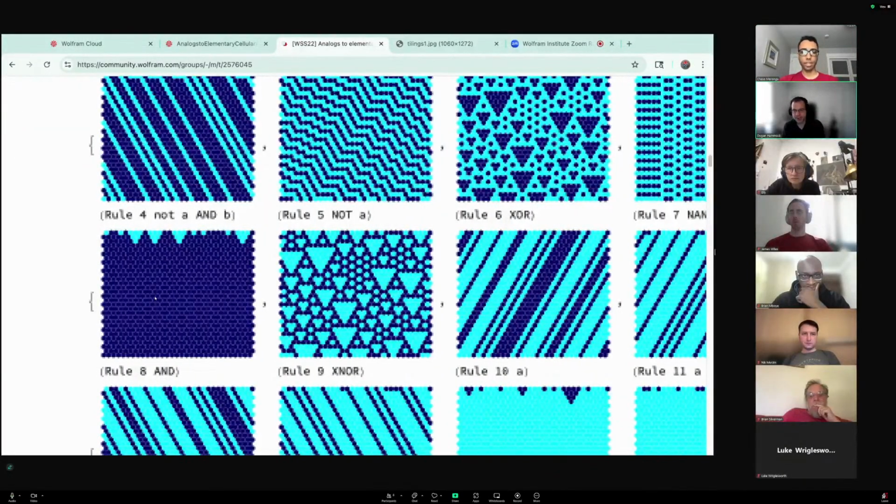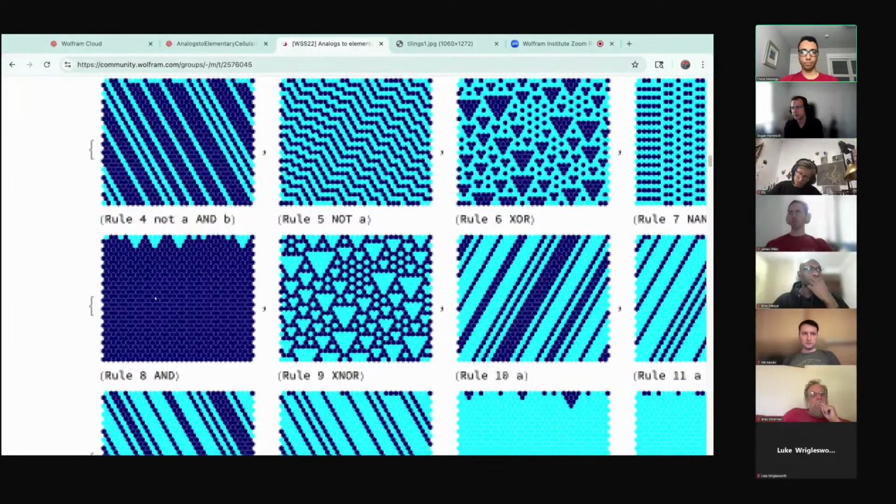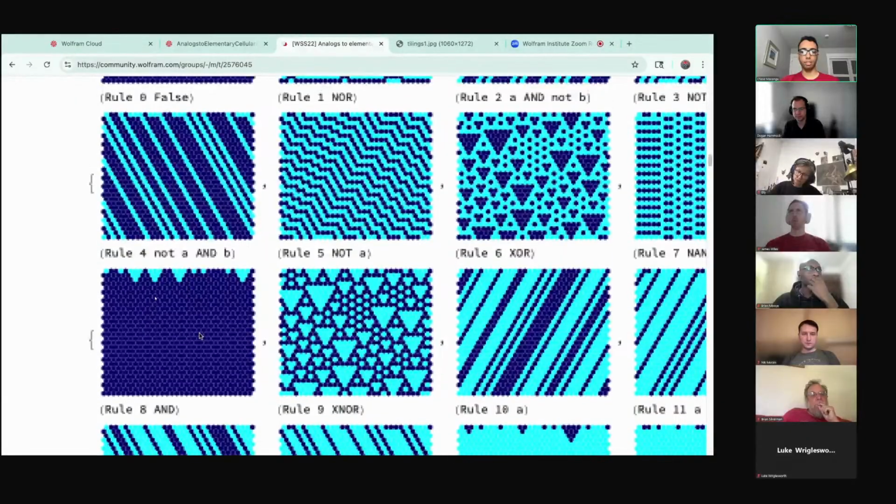So this is the hex tiling where each hexagon is adjacent to the two above it. Exactly, yeah. This was one of my favorites because each one corresponds directly to a logical operator on two inputs, and so it's a fun way of visualizing the logical operators.